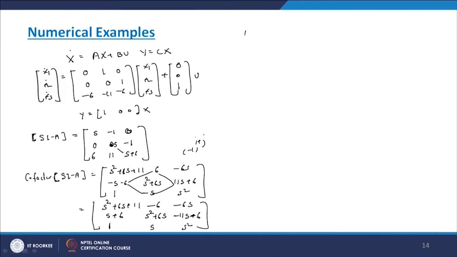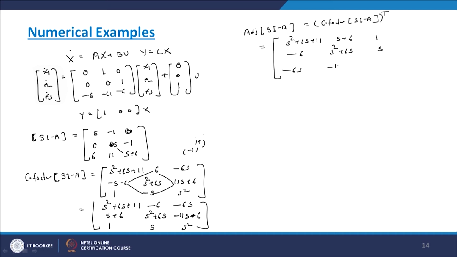Now, we require the adjoint. To get the adjoint, we have to take the transpose of this. So, we write adjoint of sI minus A. We take the transpose of the cofactor of sI minus A. So, we write this down as s square plus 6s plus 11, then here s plus 6, then 1, then here minus 6, s square plus 6s, then minus 6s, minus 11s plus 6, minus 6 square. So, now we have got the adjoint of sI minus A.